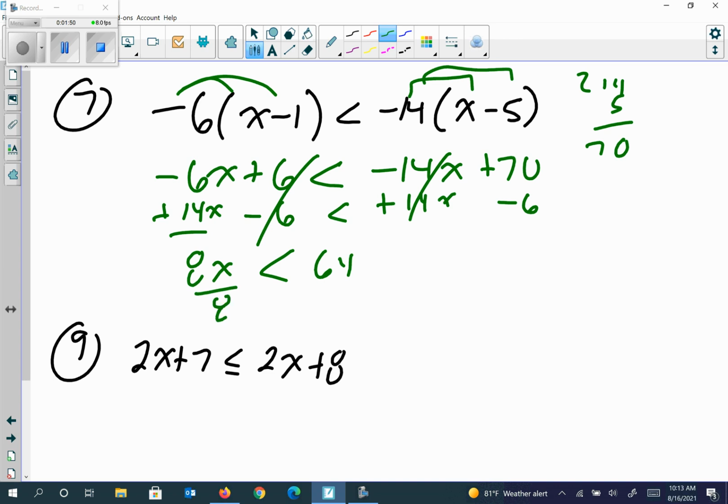Divide each side by 8. And you get x is less than or equal to 8. So we want values smaller than it. So from negative infinity to 8. Also a rounded bracket because we don't have an equal sign.